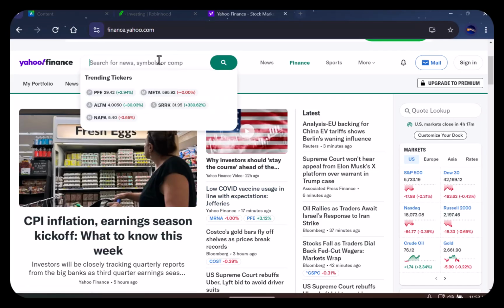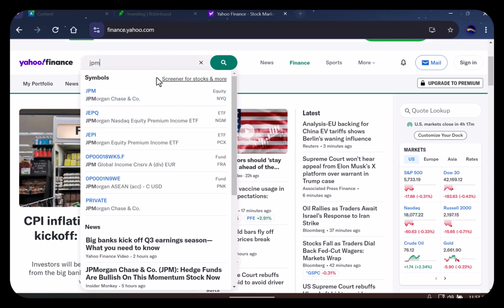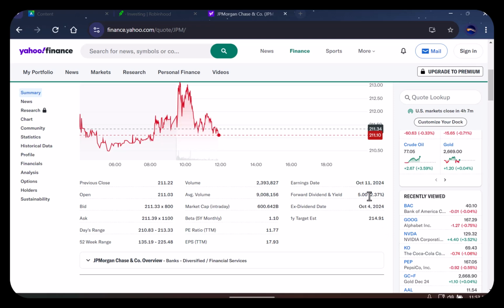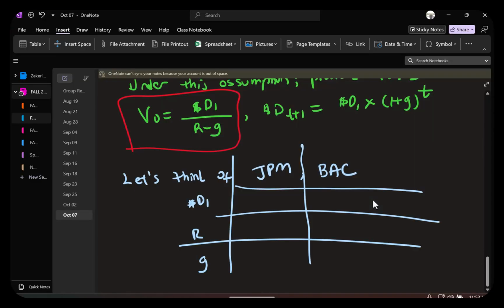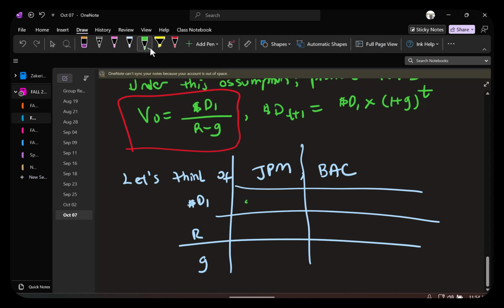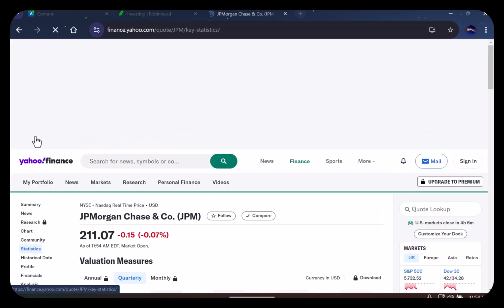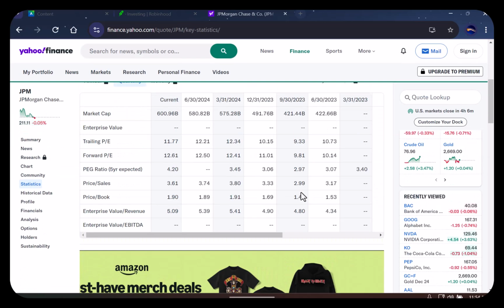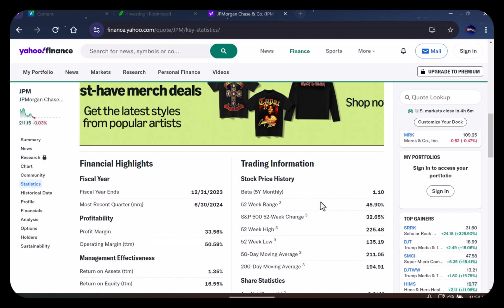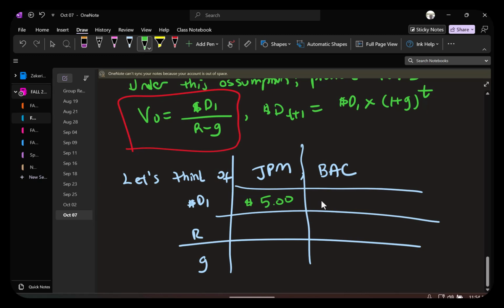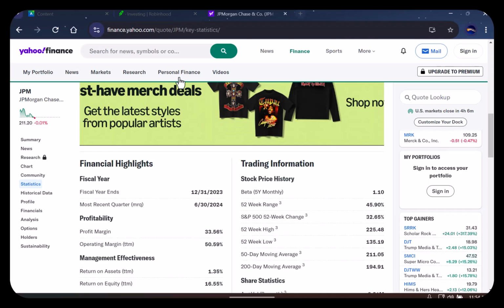I'm going to go to finance.yahoo.com, enter JPM. Next year's expected dividend is $5. Don't ask me how I got this number. I'm going to come up with a proper discount rate. I'm going to leave G as blank for now.